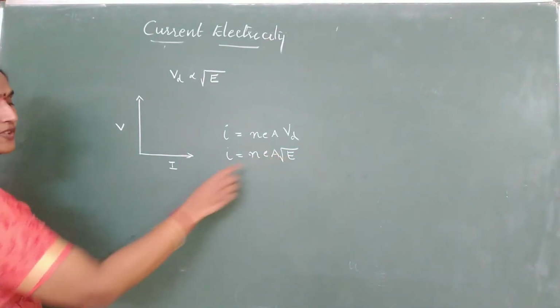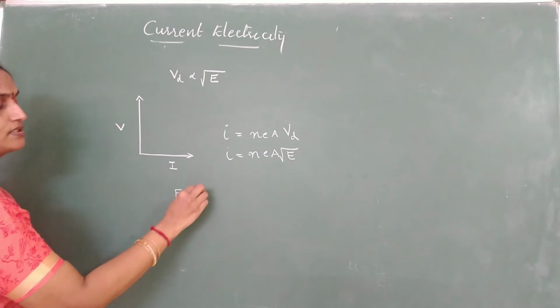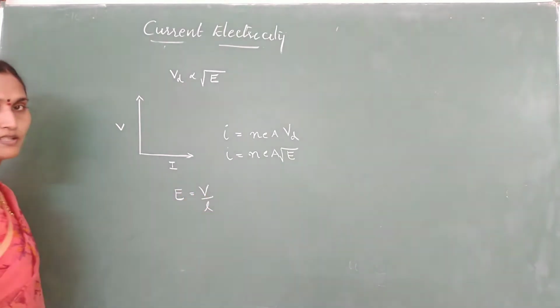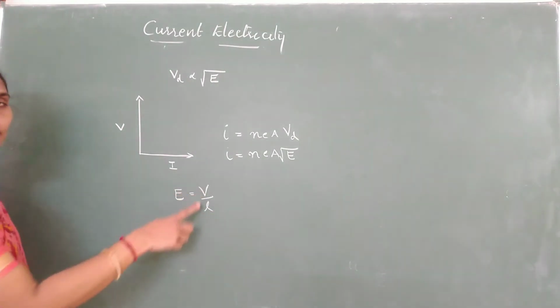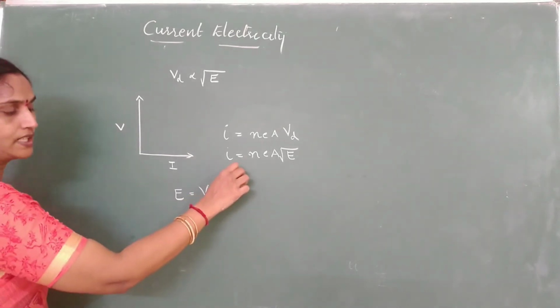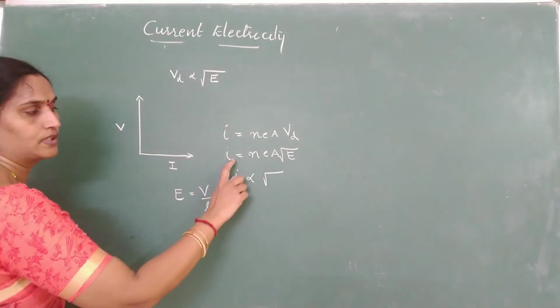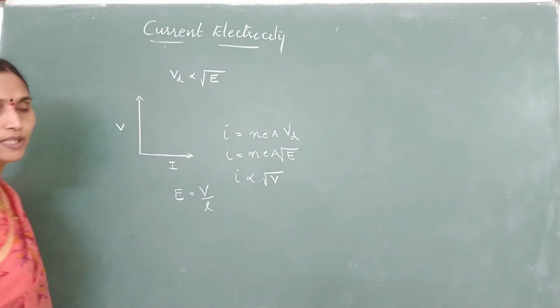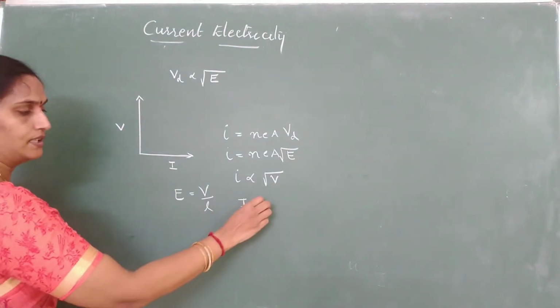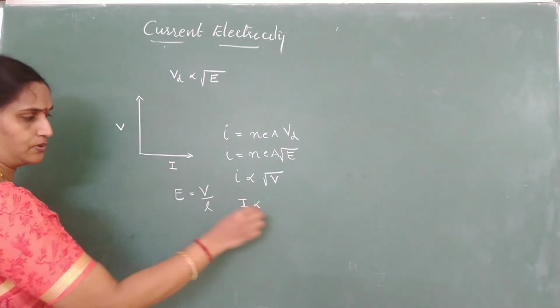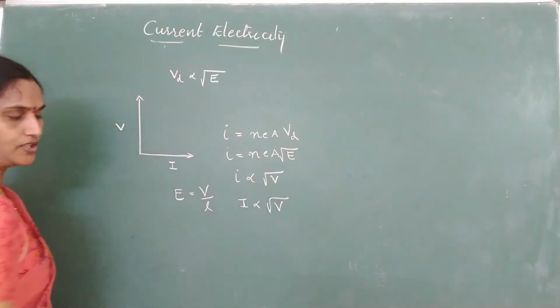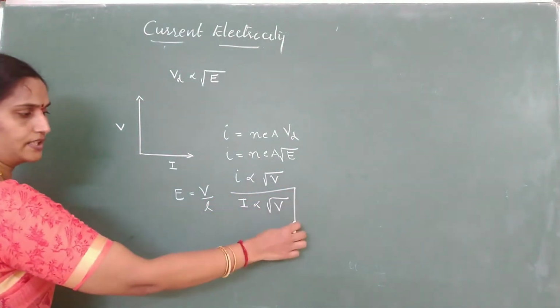Now we know electric field and potential difference. What is the relationship between them? E is equal to dV by dr, or V divided by L. This implies, what is I proportional to? Square root of V. Implies capital I, because I took it as capital I, is related to potential difference according to this relation.